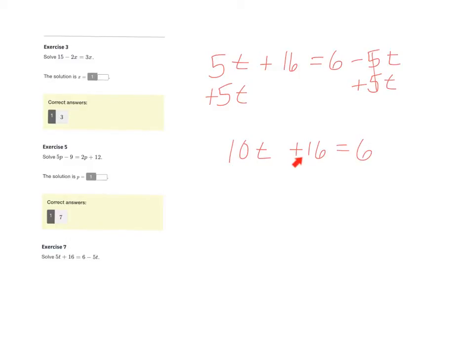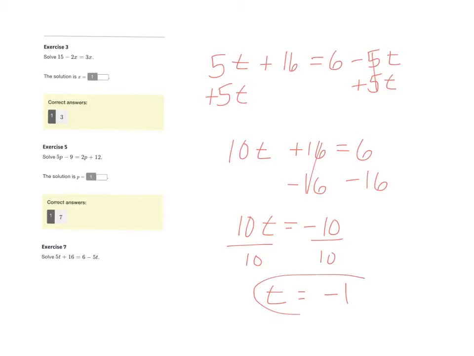Now I'm going to get rid of this plus 16 by doing the inverse. So the inverse of adding 16 is subtracting 16. Do that to both sides. 10t is equal to negative 10. And then the final thing is I'm going to do the inverse of multiplying by 10, so I'm going to divide by 10. t is equal to negative 1. And that's how you do exercise 7. Let's take a look at the next page.